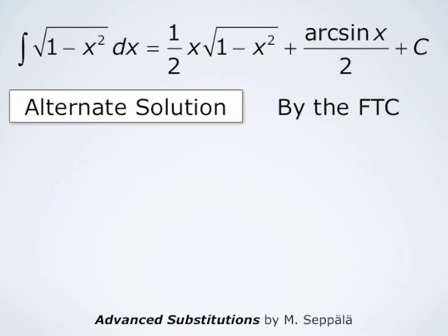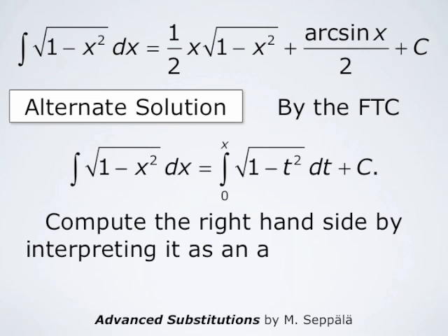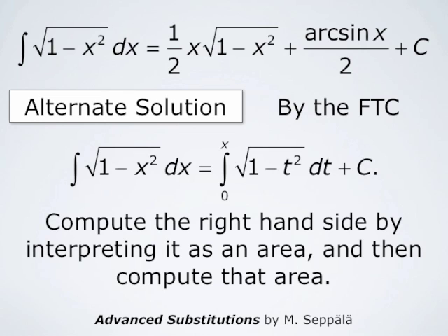The fundamental theorem of calculus states that an antiderivative of the function square root of 1 minus x squared can be obtained by the definite integral from 0 to x of square root of 1 minus t squared dt. So we conclude that the indefinite integral of square root of 1 minus x squared dx is the definite integral from 0 to x of square root of 1 minus t squared dt plus a constant of integration c. This definite integral on the right-hand side can be computed by interpreting it as an area, and then we compute that area.